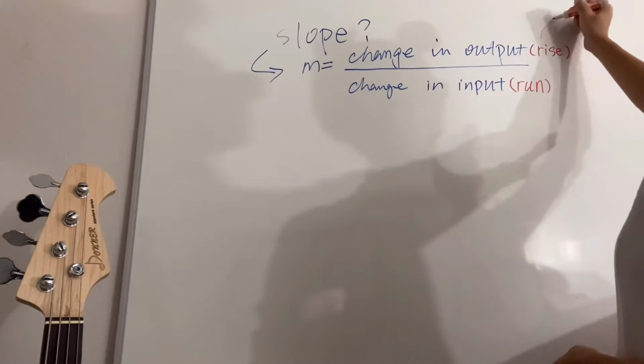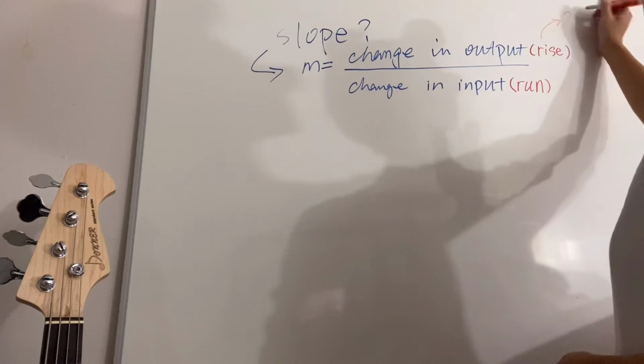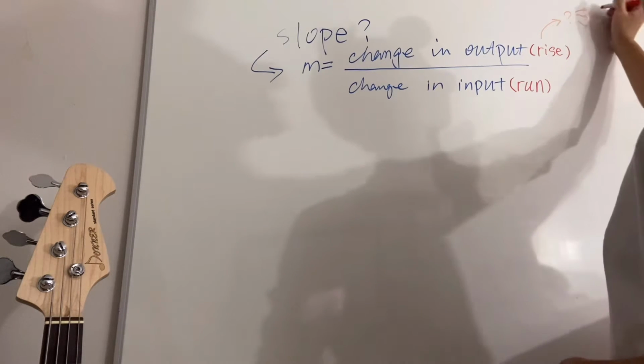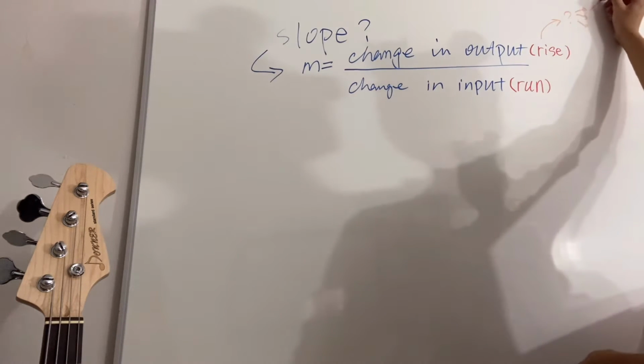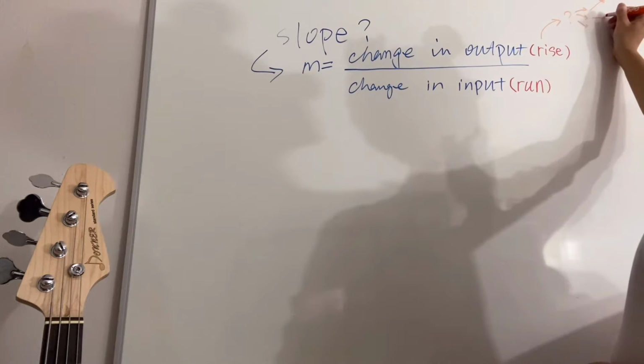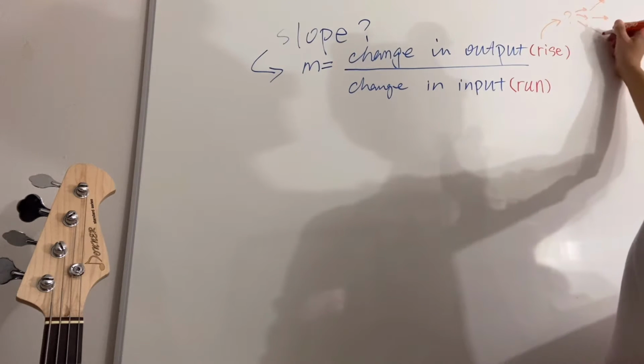But what is rise? Basically, the rise gives you clues about the direction. The slope is going down, going up, or staying horizontal. For example, if m is a positive number, that means the slope is going up. When m equals 0, the slope stays horizontal and parallel to the x-axis. When m is less than 0, the slope is going down.